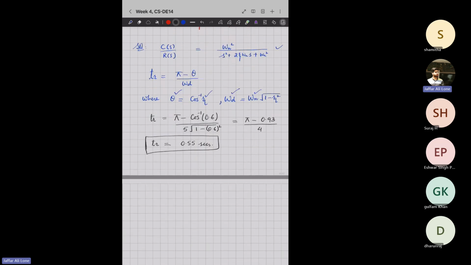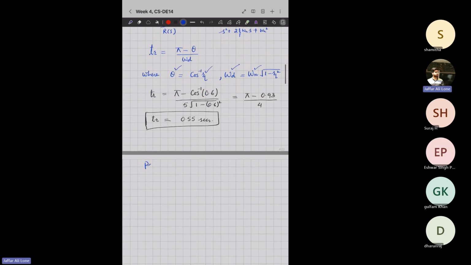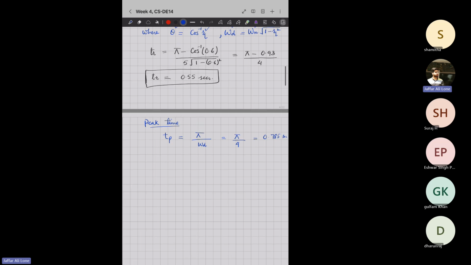Now, the second thing is you have to find the peak time. What's the formula for peak time? That is pi over omega d. Omega d we found out above, so that's pi by 4, which will be equal to 0.785 seconds. This is your peak time. You have a similar question in your assignment, so you have to do that in a similar way.